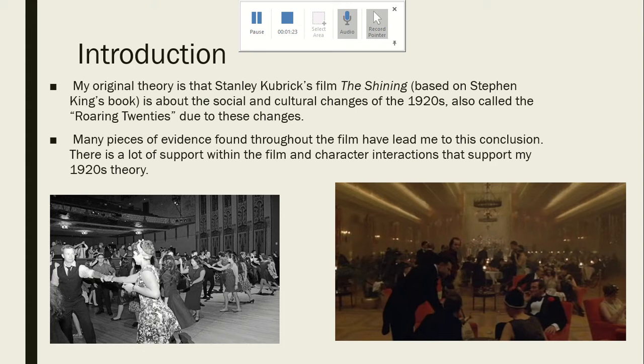And when I was watching the movie, the scene that instantly came to mind was the movie The Great Gatsby with the 20s theme and then the party there. I saw a lot of similarities jumping back from modernity to the time period of the 20s.